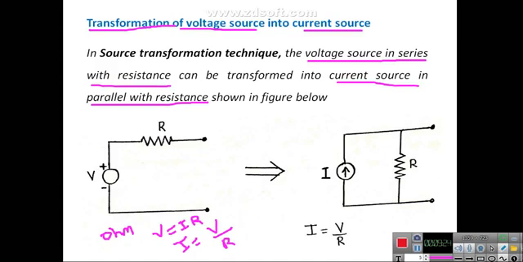Once we make use of the voltage as well as the resistance, you can convert that into current. That current value will be represented as a current source, by calculating the value of I from the voltage and resistance of this part of the network. So I is equal to V by R, and then whatever resistance is in series with the voltage source will be connected in parallel. That is the transformation of voltage source into current source.